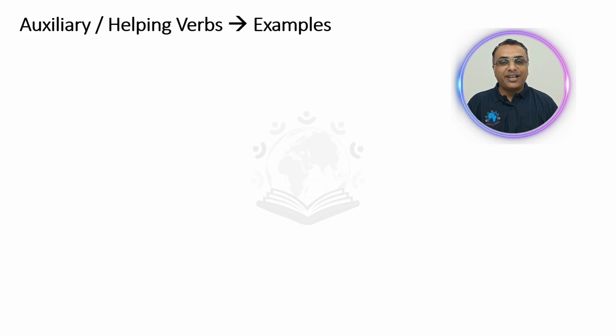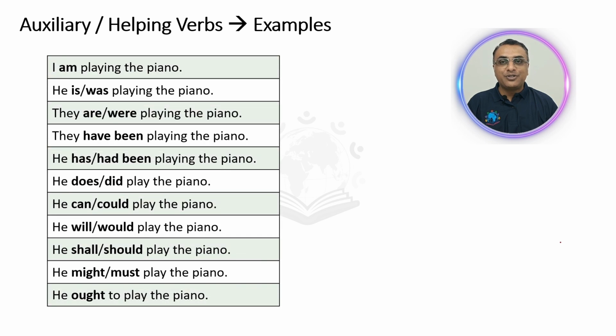Let's look at some more examples for auxiliary verbs or helping verbs. Let's take this sentence. They are playing the piano. It is in present tense. They were playing the piano, past tense. They have been playing the piano, present continuous tense. They have been playing the piano from that time. Okay, it depends on how you use the sentence.